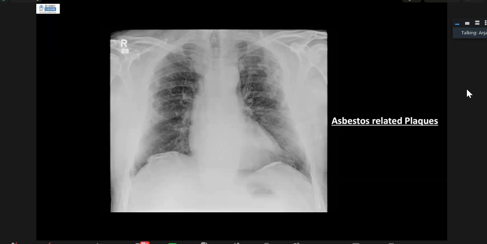It is only a sign of previous asbestos exposure. These are not pre-malignant. They are not going to change and turn into something more sinister. No, you don't need follow-up X-rays or follow-up imaging just to monitor pleural plaques. So they are just an indicator.